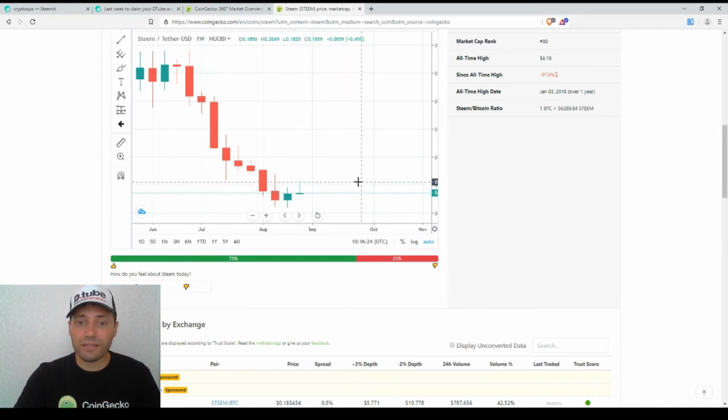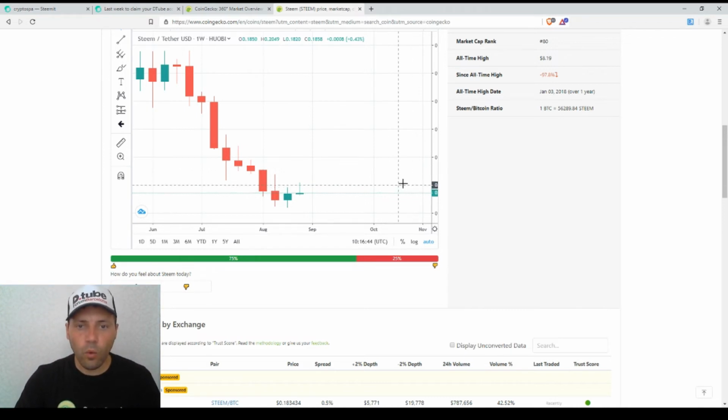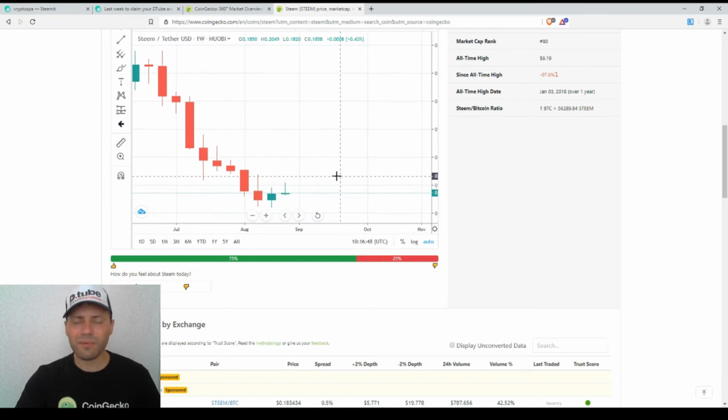Of course, what is also important to mention is that the local high of the previous week is still lower than the local high of the previous candlestick. So it means that the bulls were not strong enough to push the price up. But what is also very interesting is that the local high of the current week, and today is Monday, so this is the beginning of the week, is already higher than the previous high.